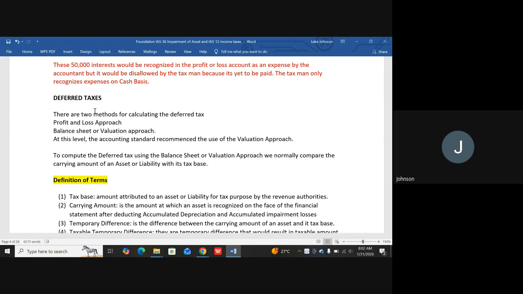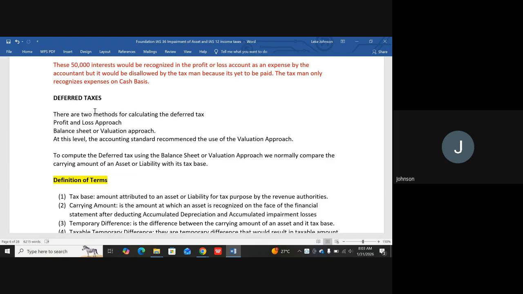However, the taxman is also going to do his own computation, taking your accounting profit, adding back all disallowable expenses, less the allowable expenses, and then it's going to have your taxable profit.